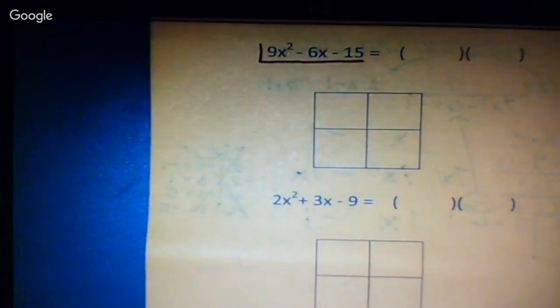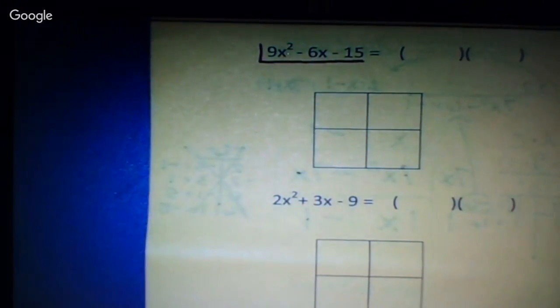I have 9x squared, -6x, and -15. What's the first thing I need to check, Jalicia? What do I need to look at first? Your greatest common factor. Okay. What do all three of these terms share in common? Three. Okay, so we need to pull out a 3.